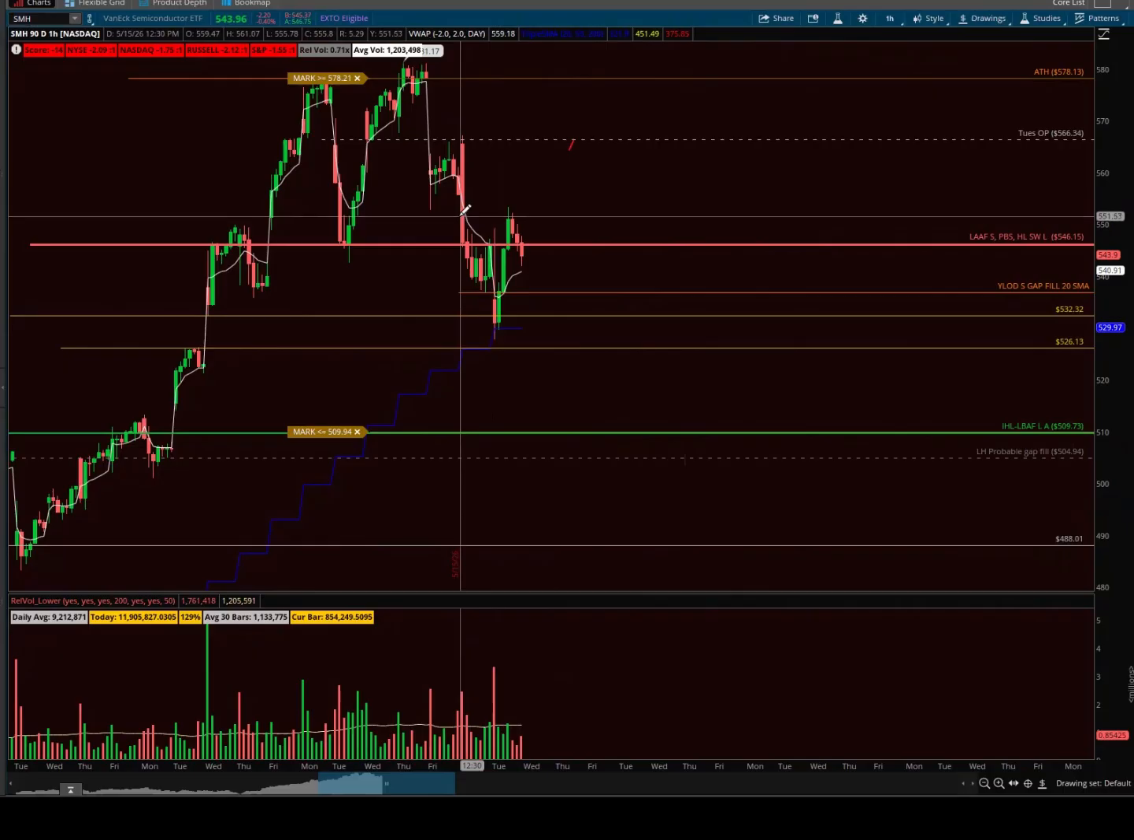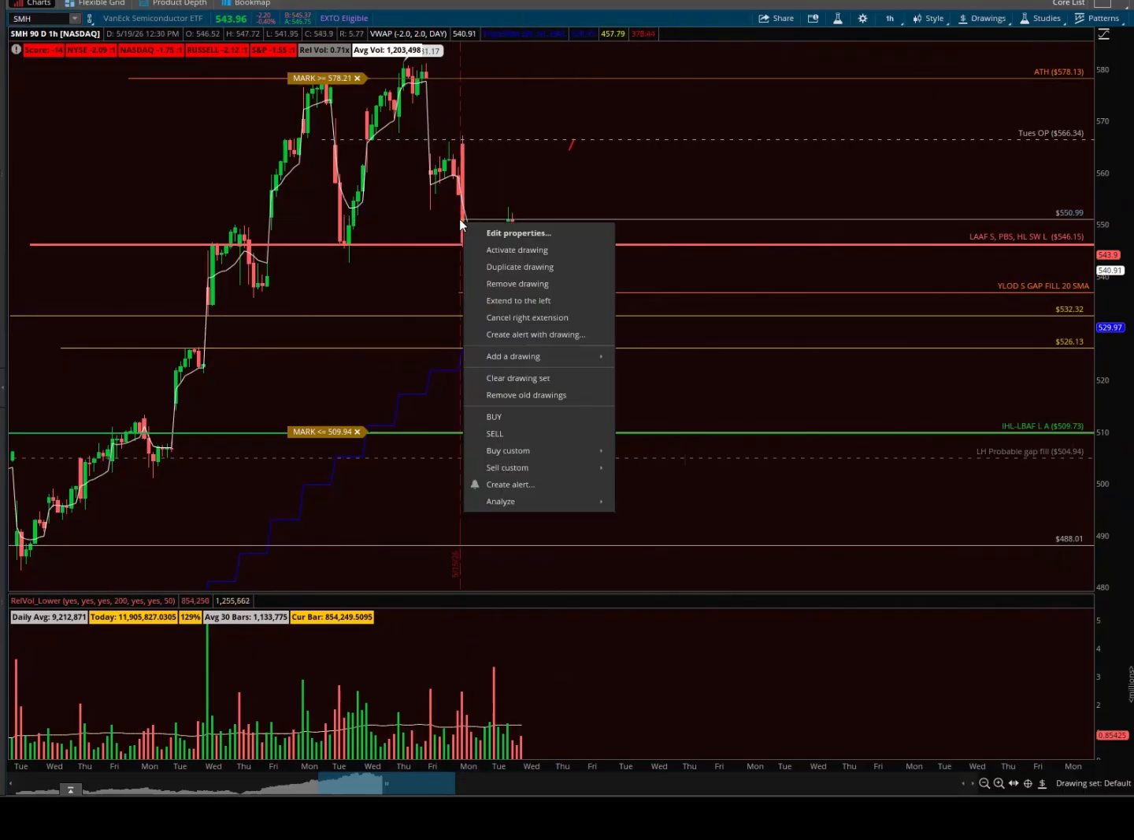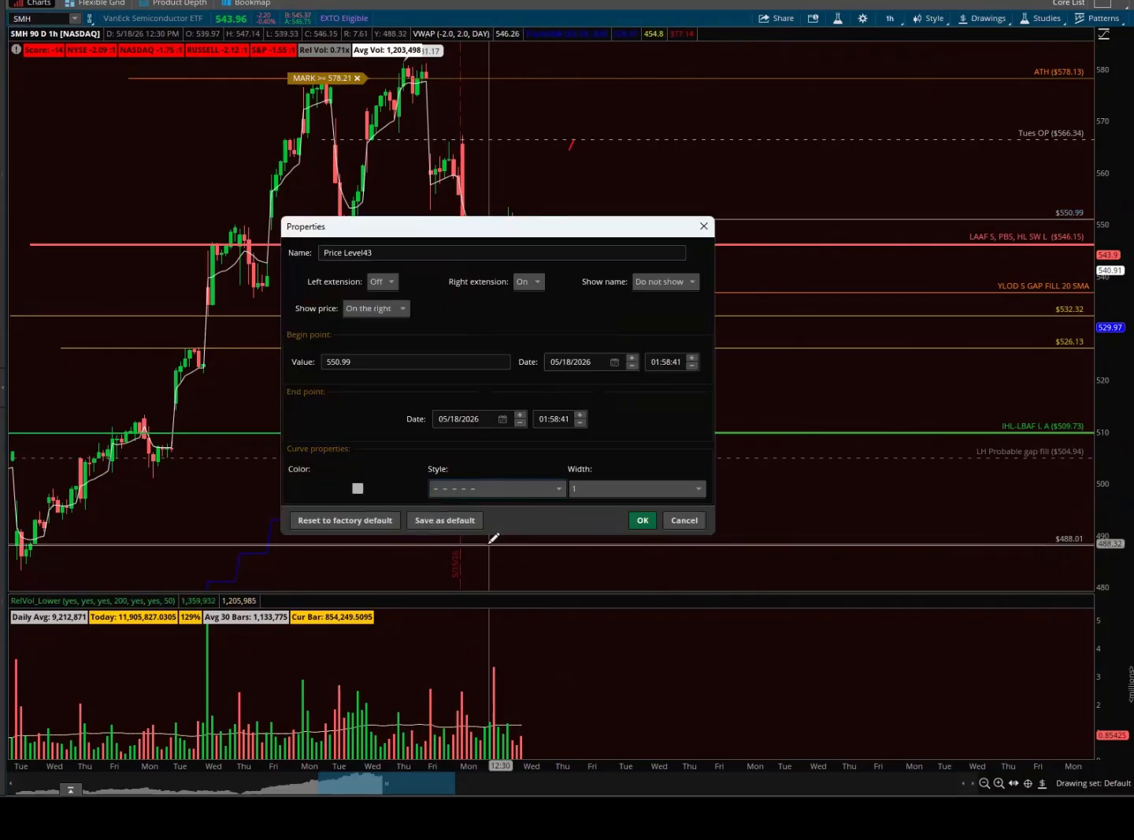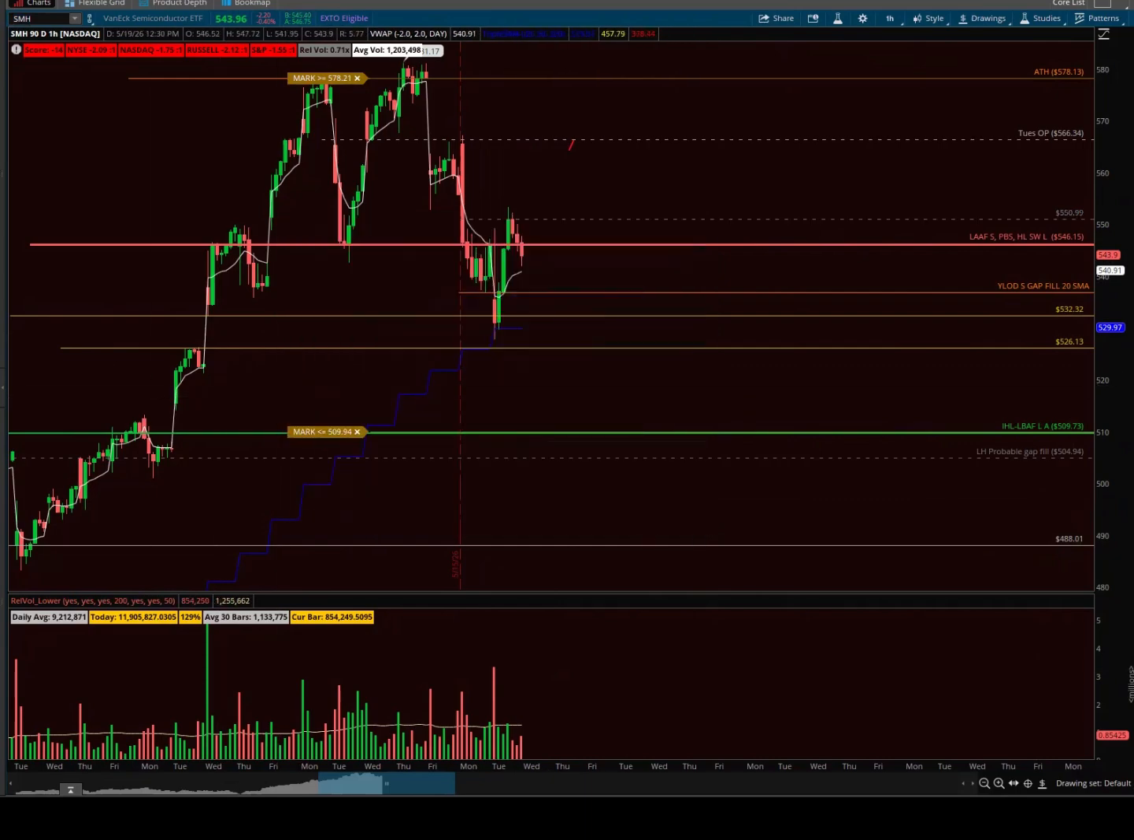There is just a little minor level right here that could offer an alternate way to get into this in case it opens like here or something, or you miss this part, then an alternate way to get in. A higher low above 551, whatever.